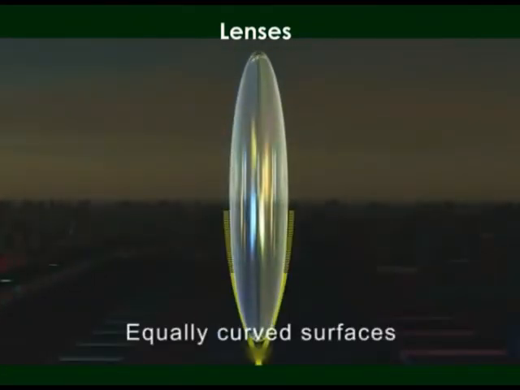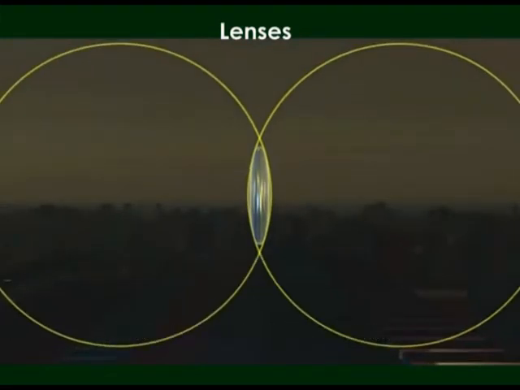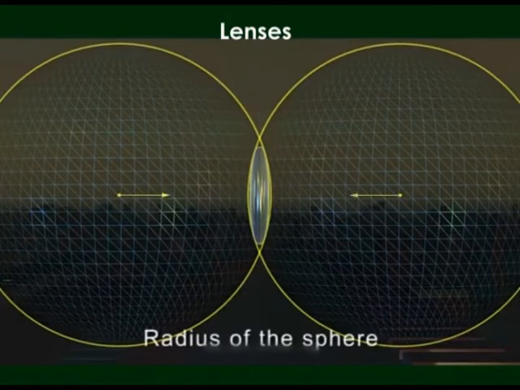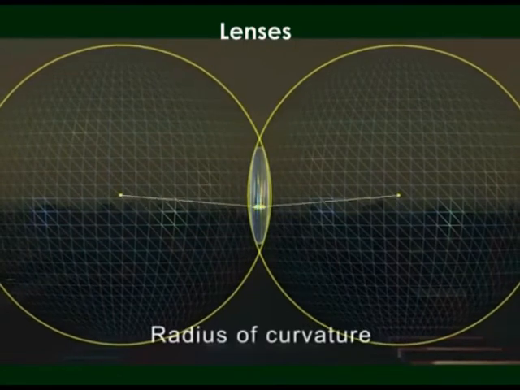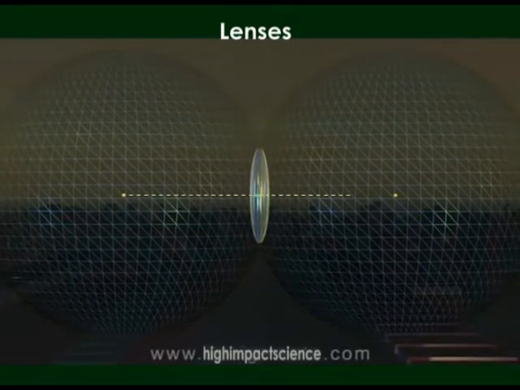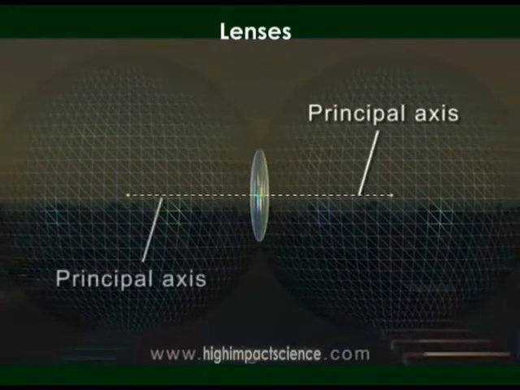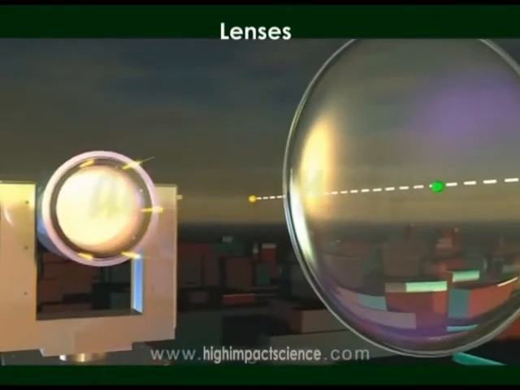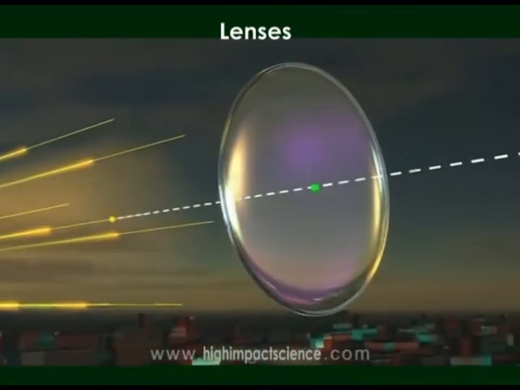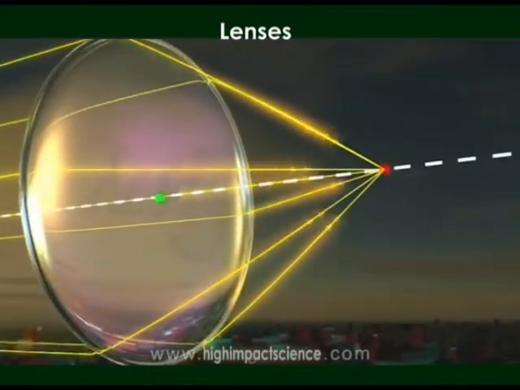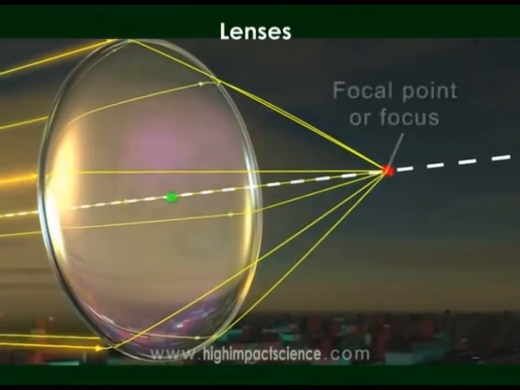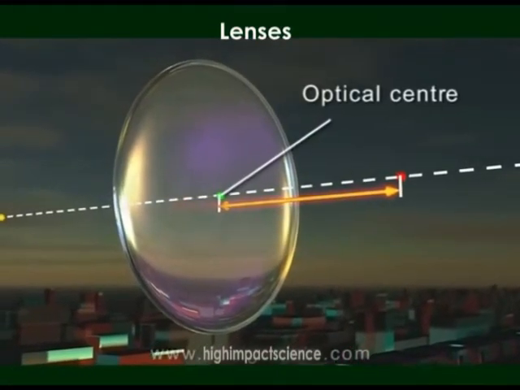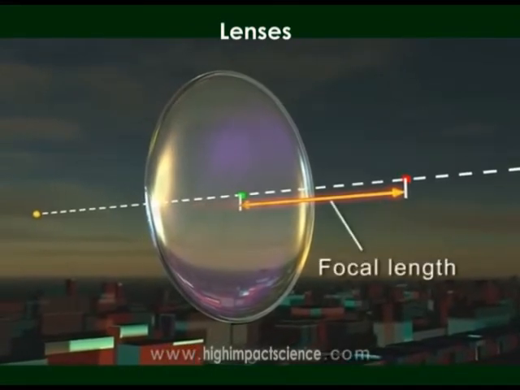We can consider this equally curved surface of the lens to be small parts of spheres. The center of these spheres is called the center of curvature of the lens. The radius of the sphere is known as the radius of curvature of the lens. A line joining the centers of curvature on both sides of the lens is called the principal axis, which passes through the optical center of the lens. The rays parallel to the principal axis and incident on one side of the lens undergo refraction and converge at a point on the principal axis on the other side. This point is called the focal point or the focus of the lens. The distance from the optical center to the focal point is called the focal length of the lens.